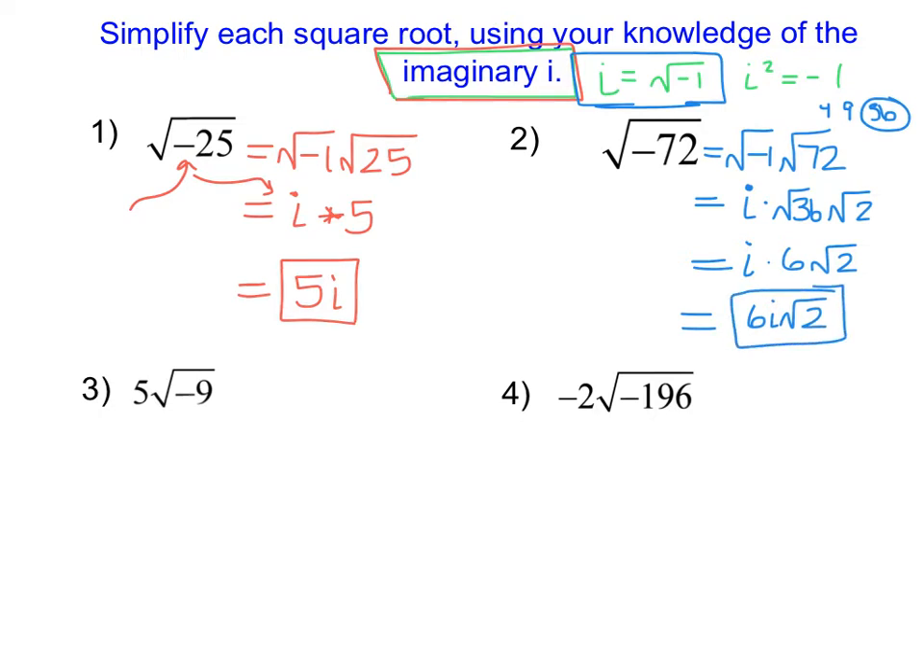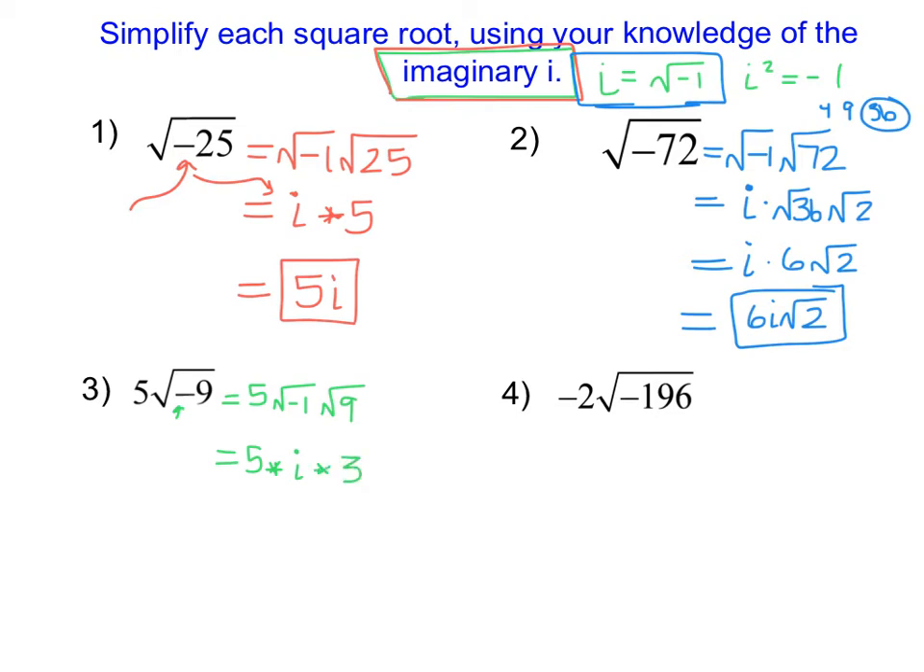So again, notice this is pretty much the same thing as simplifying square roots. The only difference here is that the negative underneath the root tells us that there's going to be an imaginary i as a part of that simplification. Then here in example 3, we have a 5 on the outside that stays there, but I'm going to rewrite this root as the square root of negative 1 times the square root of 9. If I then rewrite this, I get 5 times the square root of negative 1 is i. And then if I square root the 9, I get 3.